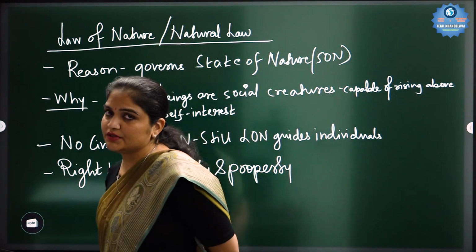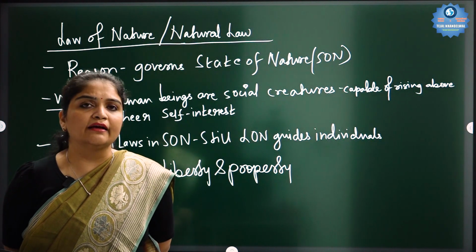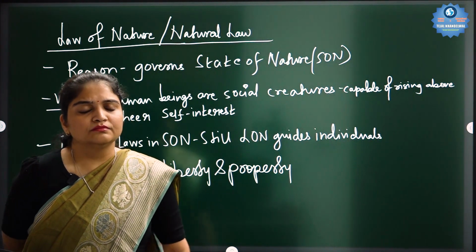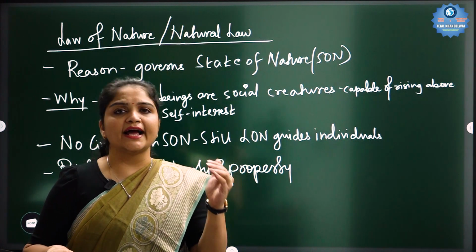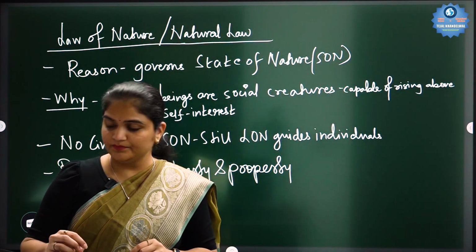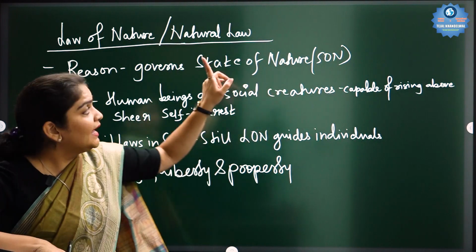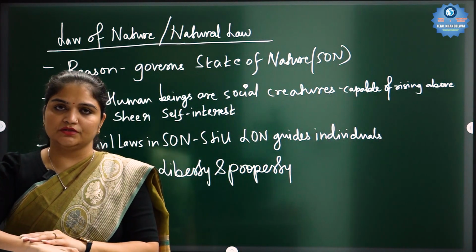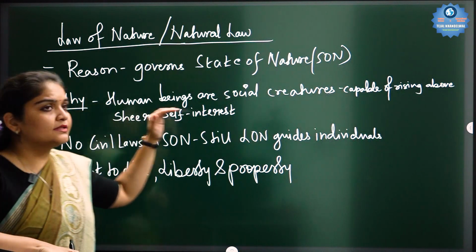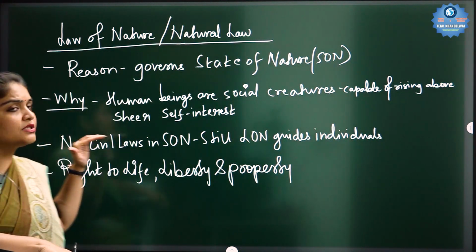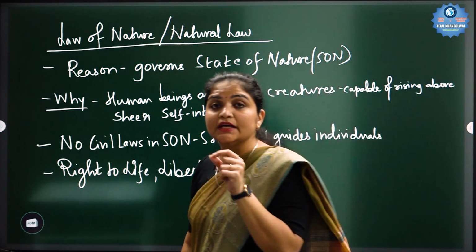Locke will say that is not the situation. Law of nature or natural law always existed because men have moral reasoning. So, there are natural rights which are like liberties, and there is something like a natural law which can act as constraints on the individual. So, he says that reason governs the state of nature, and this natural law existed in the state of nature. Why? Because human beings are social creatures capable of rising above sheer self-interest. According to him, there are no civil laws in the state of nature, but still it is the law of nature which guides the conduct of the individual.